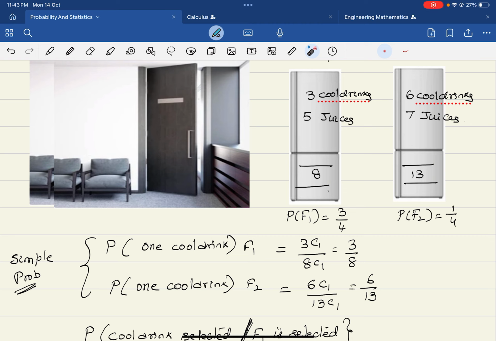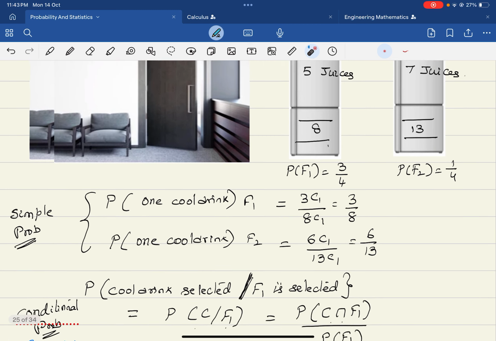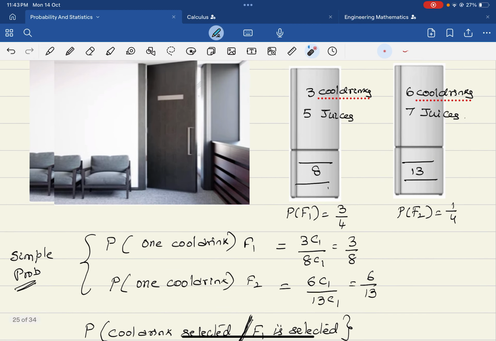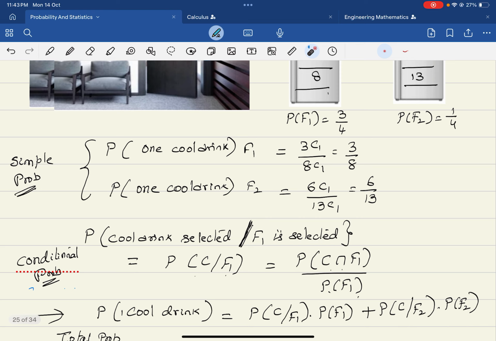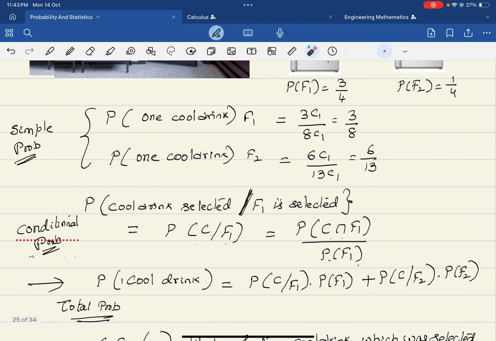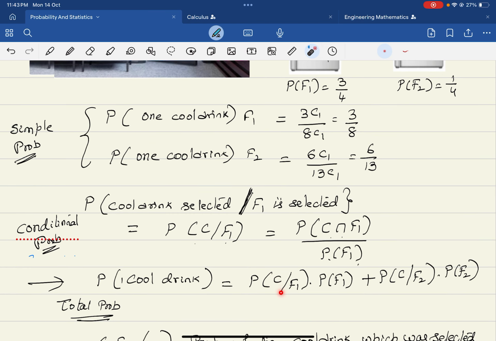Then you have to consider these two. Either it should happen in fridge 1 or it should happen in fridge 2. Correct? Now, when I say "or", please listen to the words I am using. When I say "or", the probability of the cool drink, one cool drink I wanted, is either from fridge 1 or from fridge 2. If it is from fridge 1, then the probability is P of the cool drink given that it is from F1, multiplied by the probability of F1, plus the probability of the cool drink given that it is from F2, multiplied by the probability of F2.